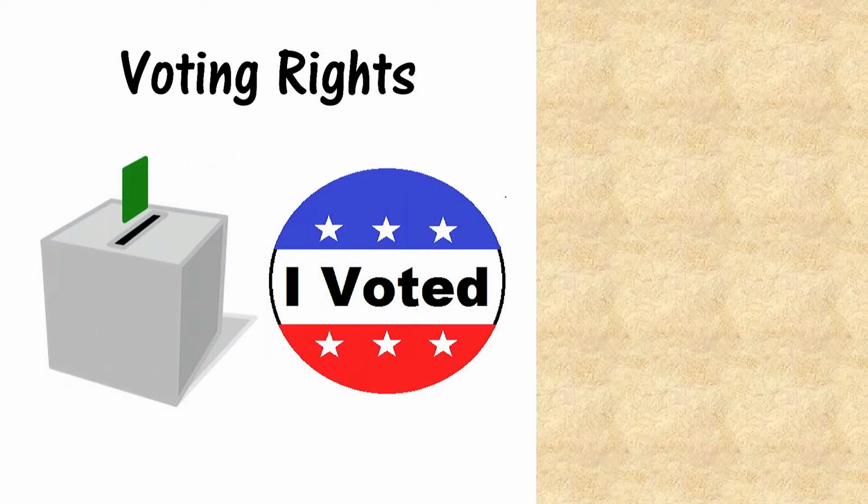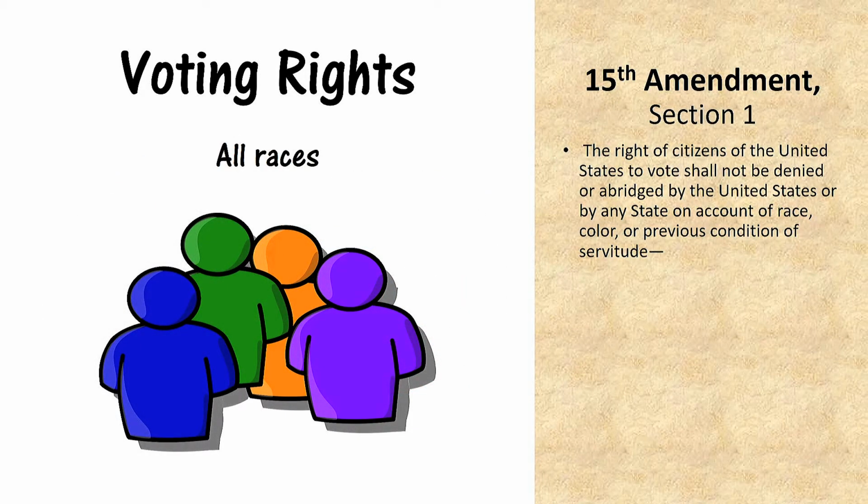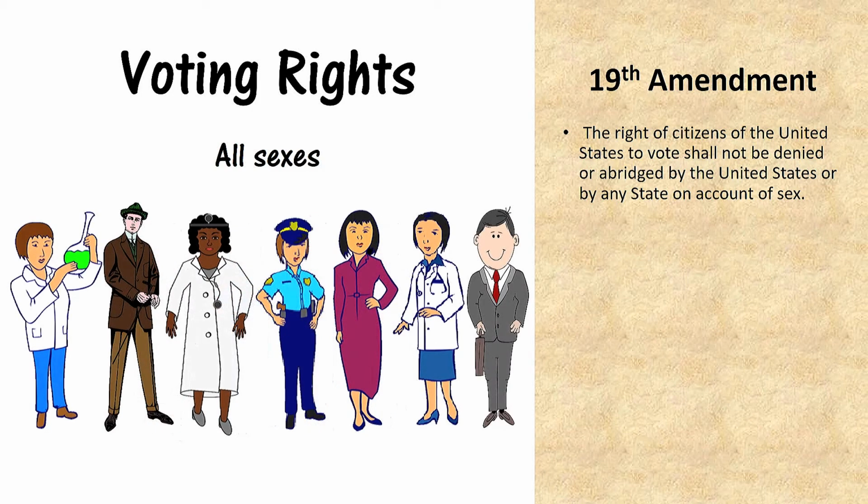Several amendments to the Constitution were adopted to give more citizens the right to vote, and most of these apply to elections beyond just presidential elections. The 15th Amendment gives people the right to vote regardless of race. The 19th Amendment was passed specifically to give women the right to vote, but more broadly it prevents voting discrimination based on sex.